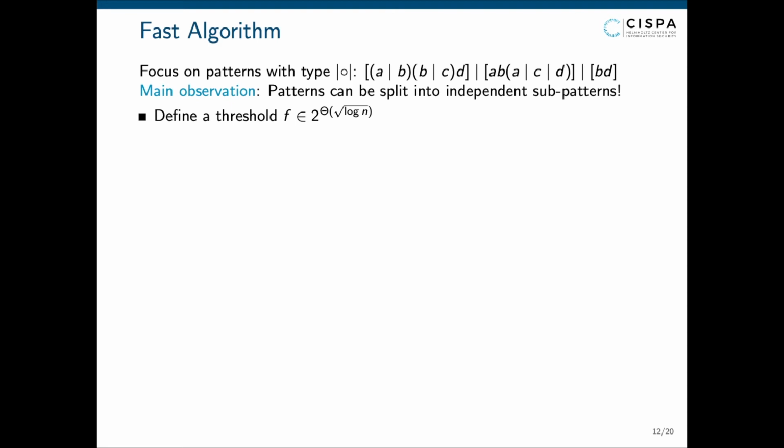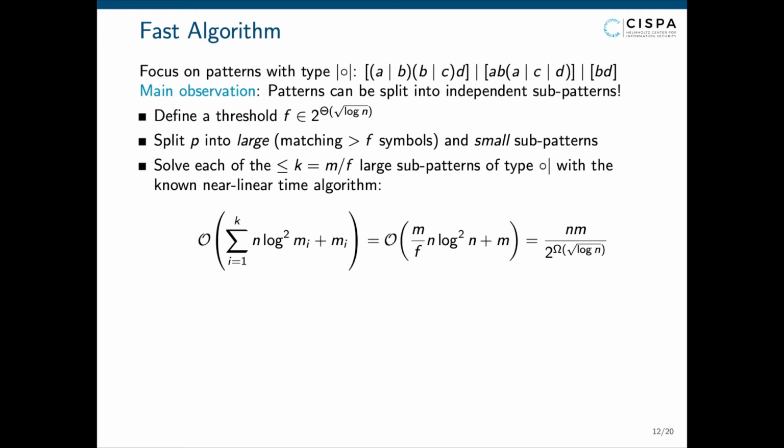For this, we define some threshold f, which is roughly of the order 2 to the square root log n. According to this, we split the subpatterns into two groups, namely the large ones, where we match more than f symbols, and the small ones, where we match at most f symbols. For the large patterns, there are at most m divided by f many. We first observe that they are all of type concatenation OR, and for this pattern type, there is a near linear time algorithm. We run this algorithm simply on all large patterns, and by this, we already get a running time with a super polylogarithmic improvement.